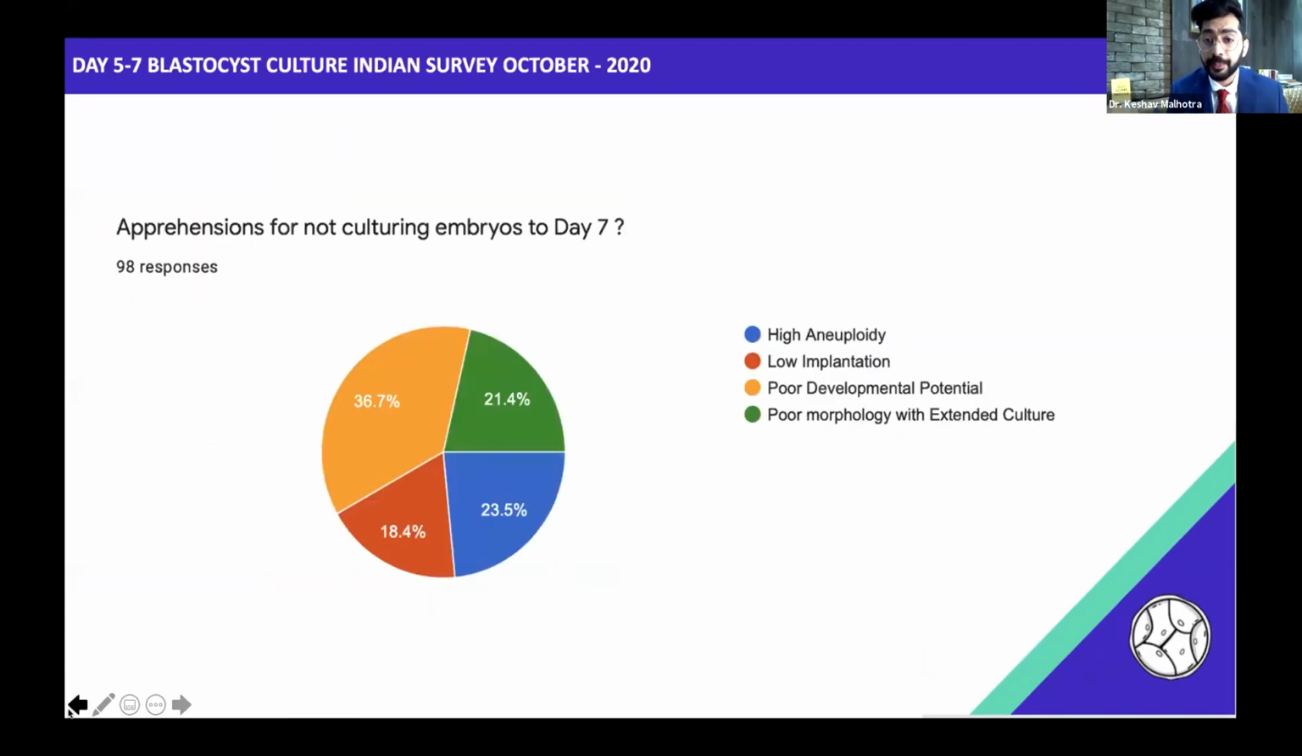Again, if you look at the apprehensions for not culturing embryos till day 7, almost 40% of them thought that these embryos have a poor developmental potential. 18% of them thought that they had low implantation rates. 23% thought that they had high aneuploidy rates. And again, 21% of them thought that most of these embryos have poor morphology on day 7. And that's one of the reasons why they chose to discard the embryo.